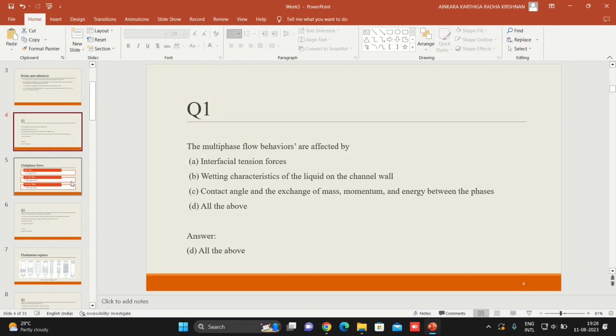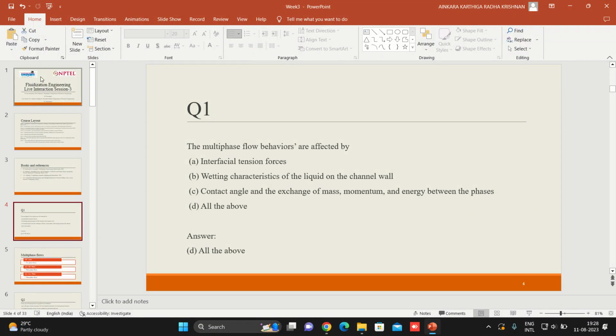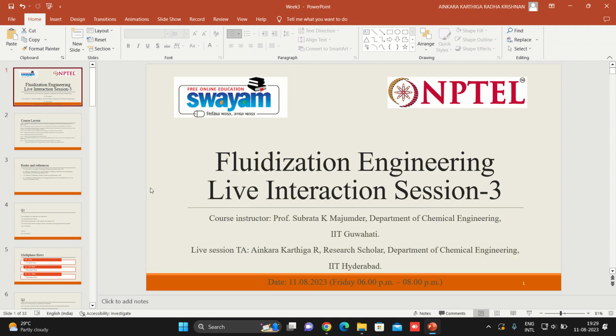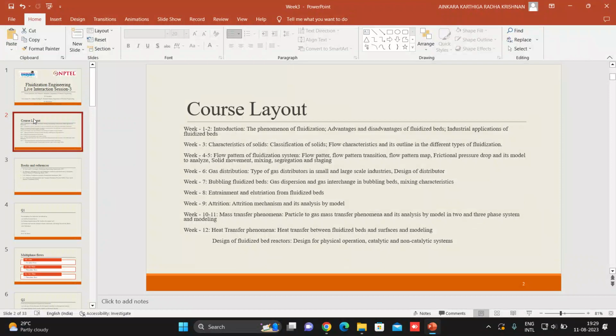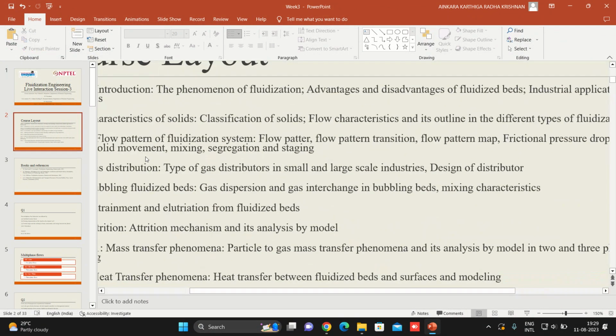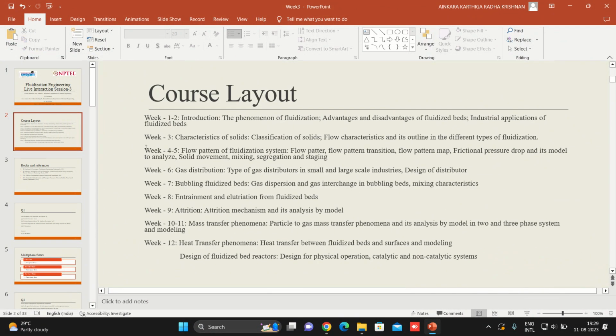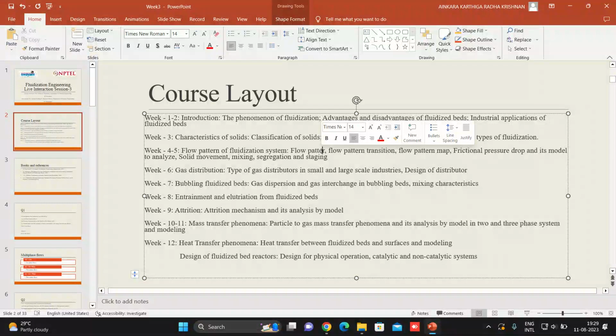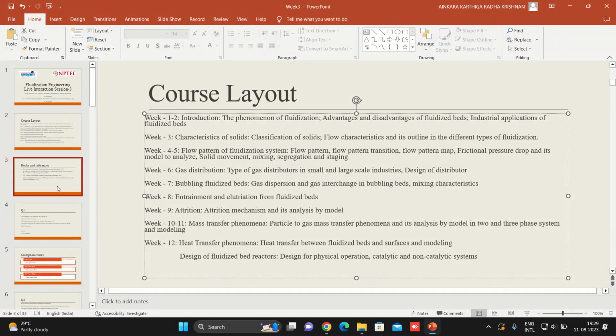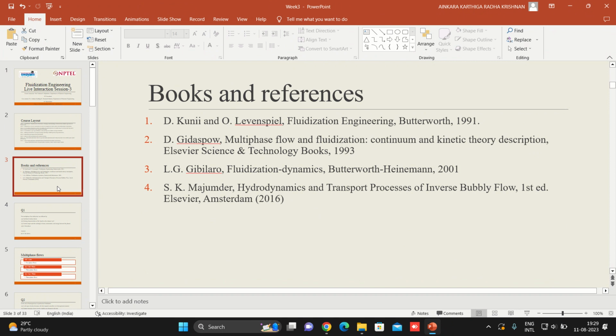So yeah, the class is between 6 p.m. and 8 p.m. every Friday night. This week the major focus was on particle characterization, and next week it would focus more on the flow pattern of the solid and so on. So yeah, that's all for today's session.